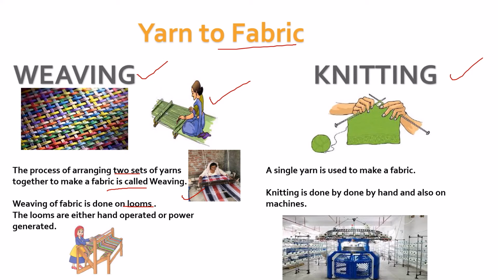The looms are either hand operated or power generated. On the other hand, in knitting, a single yarn is used to make a fabric, and knitting is also done by hand and also by machines.